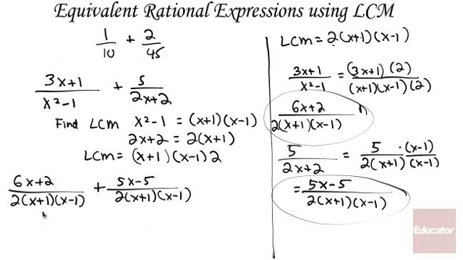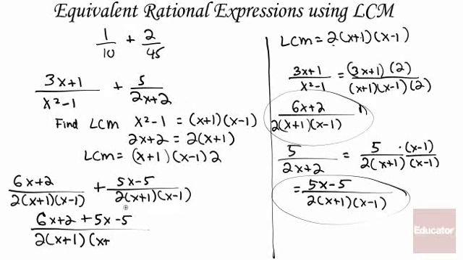Adding the numerators, 6x plus 2 plus 5x minus 5, and this is all over the common denominator, 2 times x plus 1 times x minus 1. Doing some simplification, I have 6x and 5x, so those add up to 11x. 2 minus 5 is negative 3 over my common denominator here.